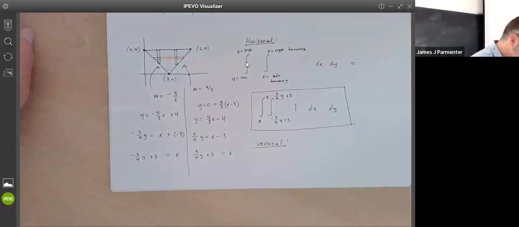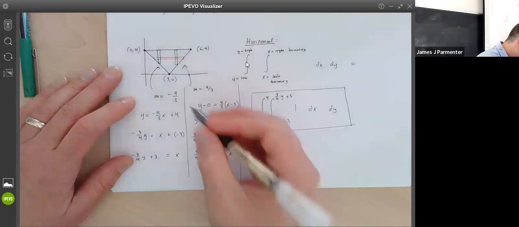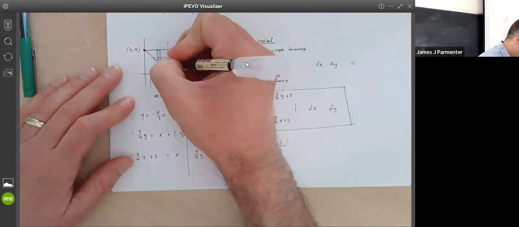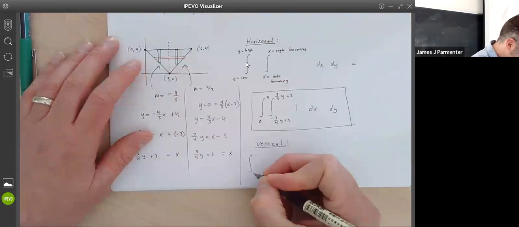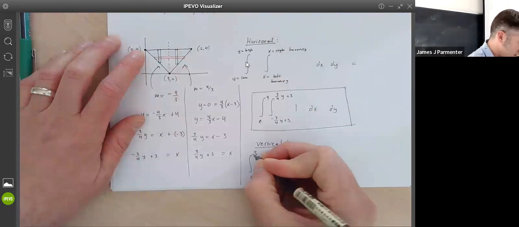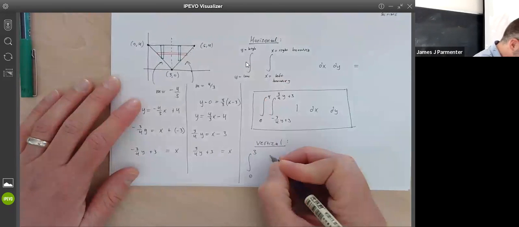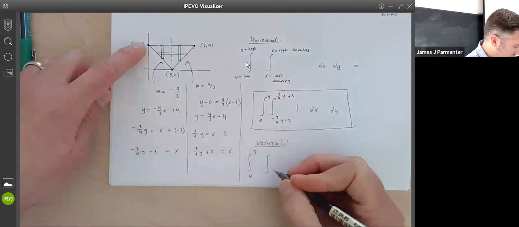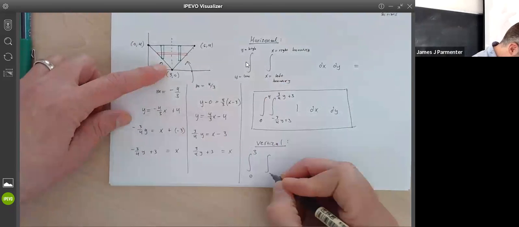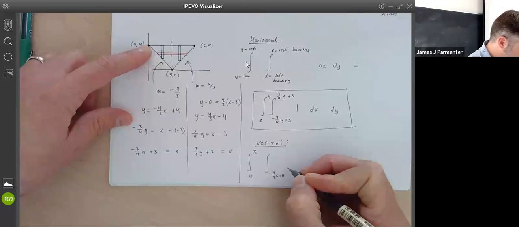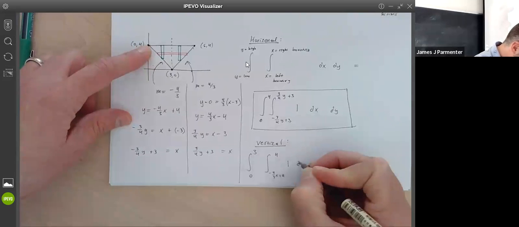So the first double integral: x goes from 0 to 3 to do the left half of the triangle. Then y goes from a bottom function of this line here, which we know is y equals negative 4/3 x plus 4, to the top function, which is just y equals 4. 1 dy dx.